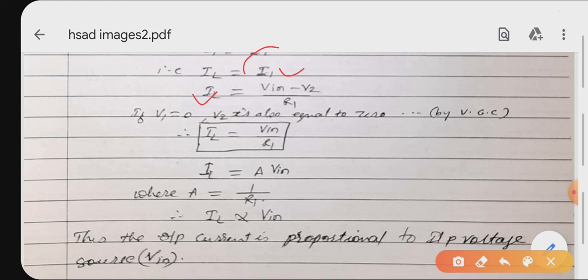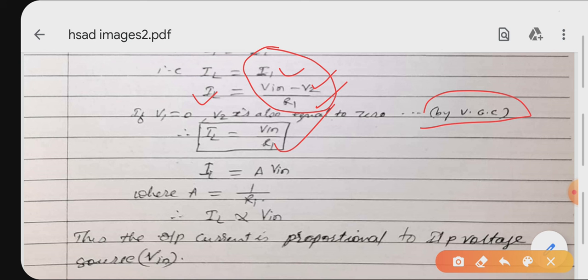convert I1 into voltage form. So I1 is the current flowing through R1. That's why from V1 to V2, therefore I1 is written as V upon R. So V is Vin minus V2 divided by R1. And apply virtual ground concept. If one terminal is grounded, another terminal is also virtually grounded. So V1 is equal to 0, V2 is also equal to 0. You will get IL is equal to Vin by R1.